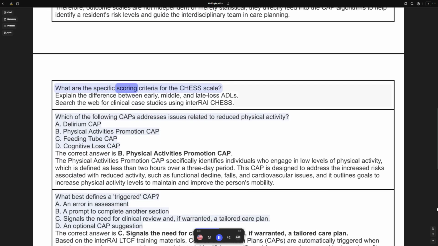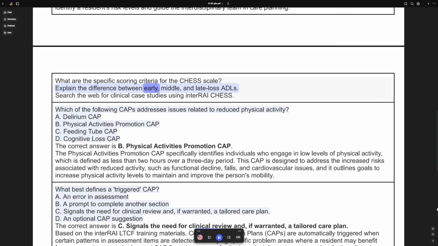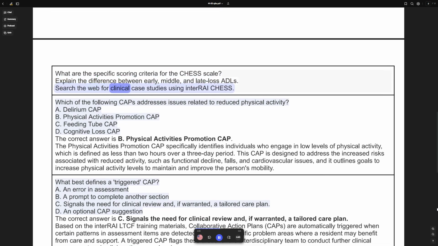What are the specific scoring criteria for the CHESS scale? Explain the difference between early, middle, and late loss ADLs. Search the web for clinical case studies using interRAI CHESS.